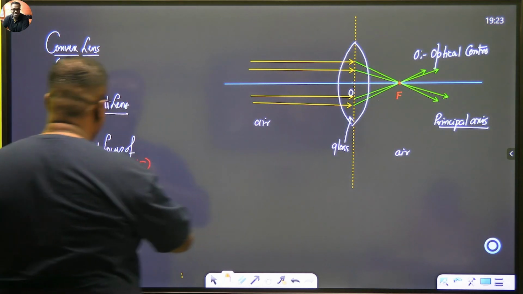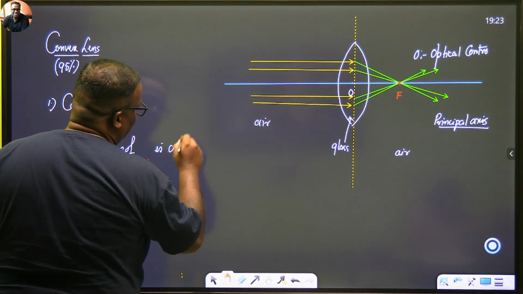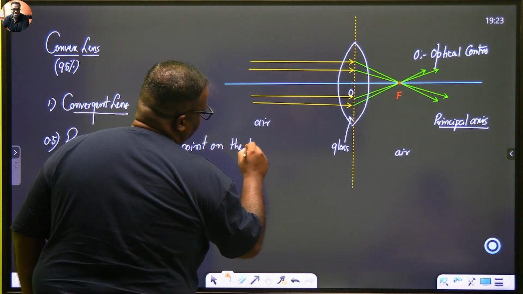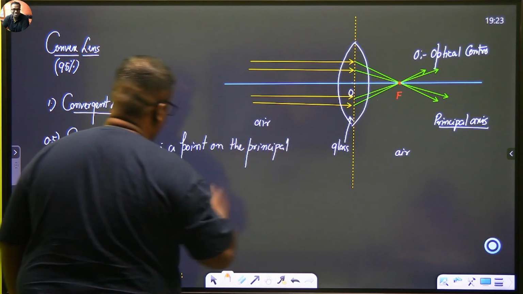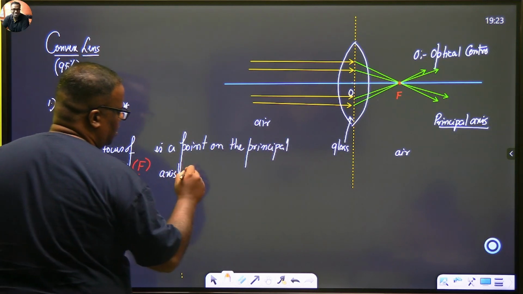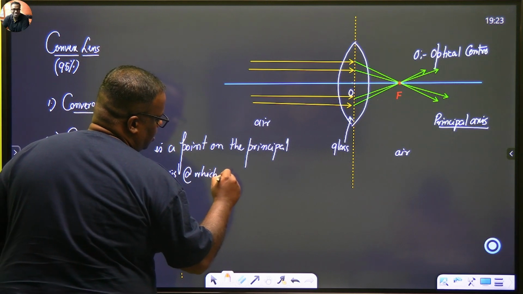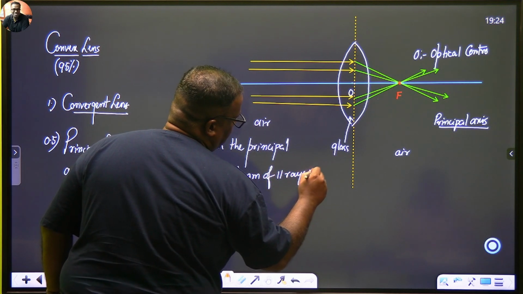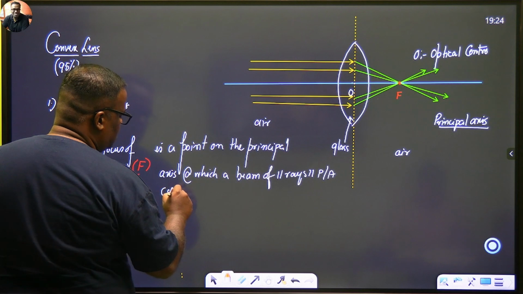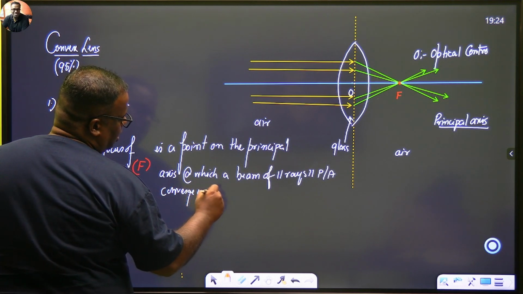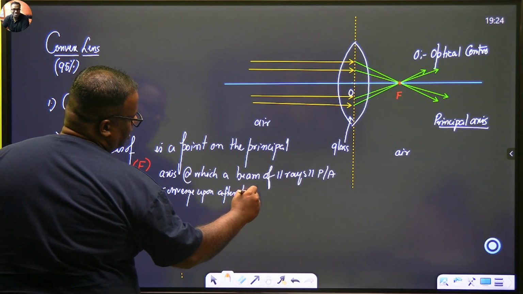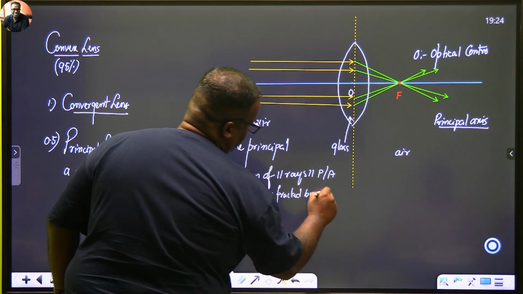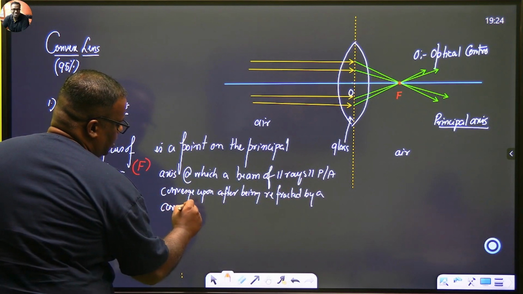Okay, now fine. So we write the principal focus of a convex lens is a point on the principal axis at which a beam of parallel rays parallel to the principal axis converge upon after being refracted by a convex lens. As simple as that.